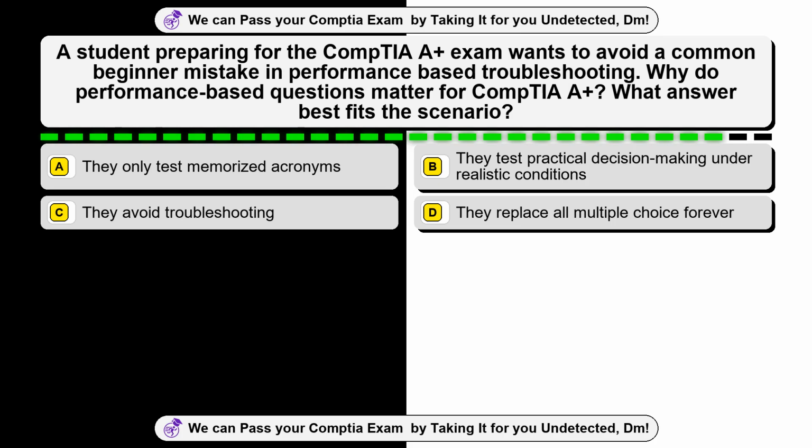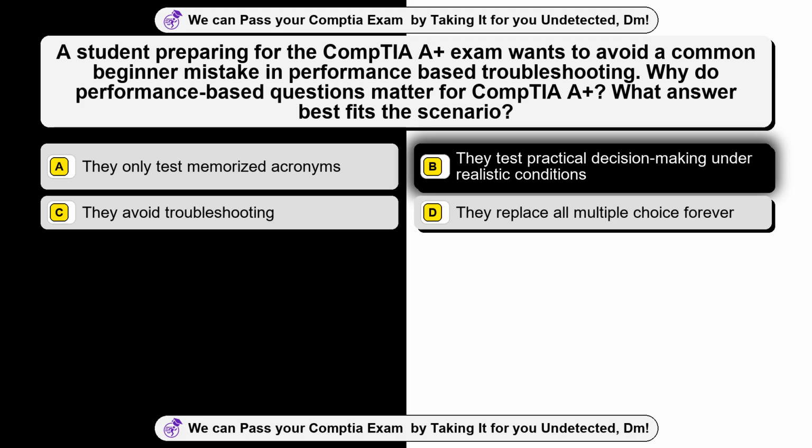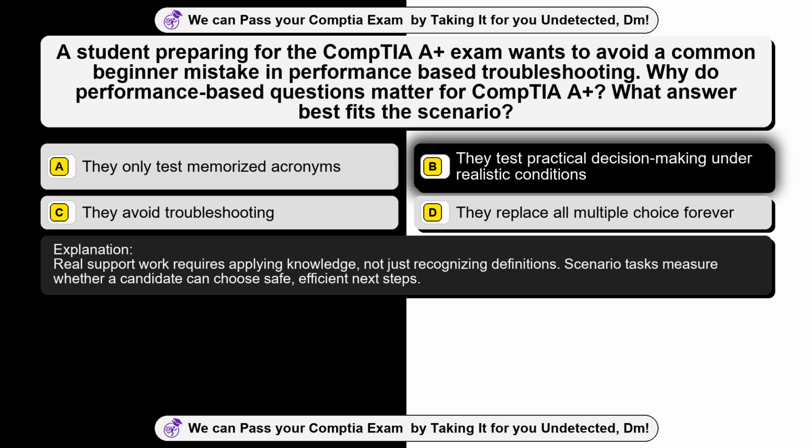Question 25. A student preparing for the CompTIA A+ exam wants to avoid a common beginner mistake in performance-based troubleshooting. Why do performance-based questions matter for CompTIA A+? What answer best fits the scenario? Option A. They only test memorized acronyms. Option B. They test practical decision-making under realistic conditions. Option C. They avoid troubleshooting. Option D. They replace all multiple choice forever. The correct answer is option B. They test practical decision-making under realistic conditions. Real support work requires applying knowledge, not just recognizing definitions. Scenario tasks measure whether a candidate can choose safe, efficient next steps.